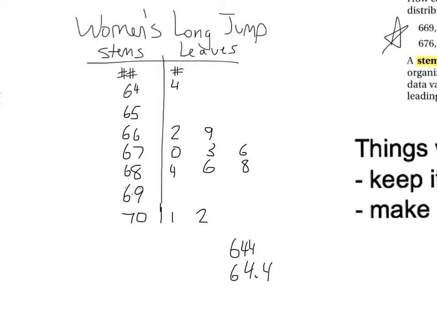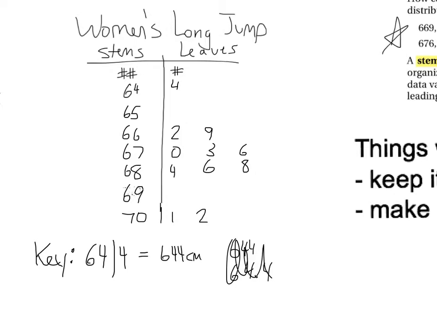So we need to make a key. All right, so our key is going to be down at the bottom, and you want to write key, colon. So people know, okay, here's the key, and what does it mean? Well, the key is going to be 64, and then we're going to draw a little piece of the line right there, 4 equals 644 centimeters.